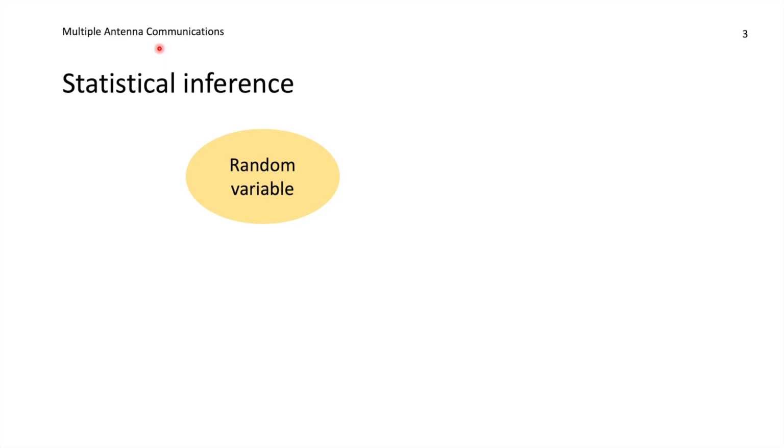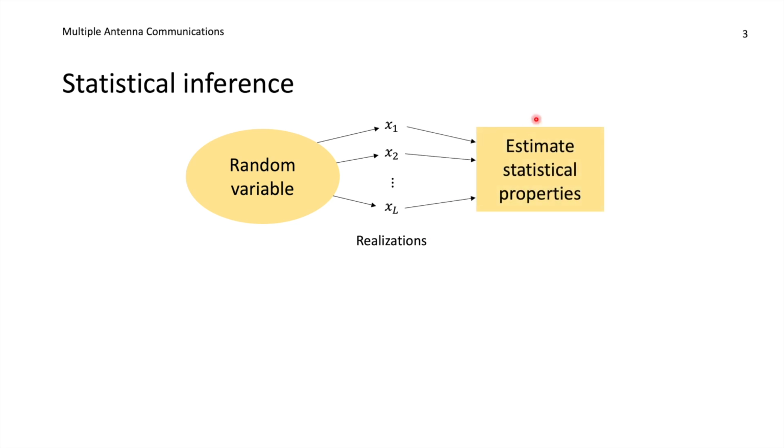The Monte Carlo method is a type of statistical inference method, which means that we have a random variable and we would like to infer some of its properties. In particular, from this random variable, we could generate a multitude of realizations. Let's call them x1, x2, and xL. And based on these realizations, which is some data that we can analyze, we can estimate statistical properties that this original random variable has. So based on realizations, we would like to determine properties of a random variable.